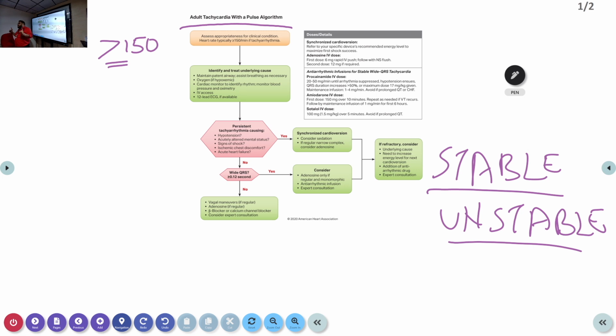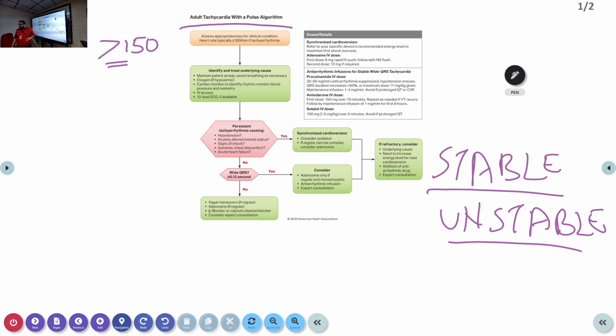Then we have to see whether the patient has any signs to call it an unstable tachycardia. We have already discussed the signs of unstable tachycardia. The first one is hypotension, then altered sensorium, signs of shock, ischemic chest pain and acute heart failure. If any of these signs are there, then we label this patient as having an unstable tachycardia.